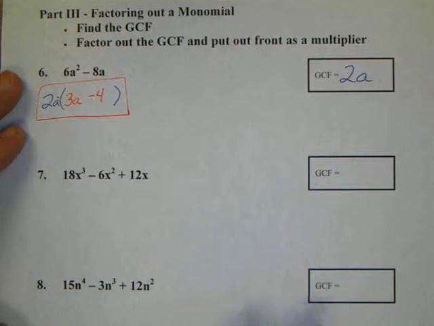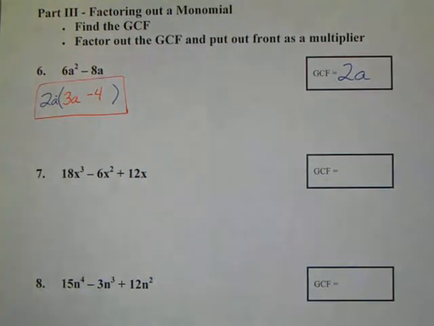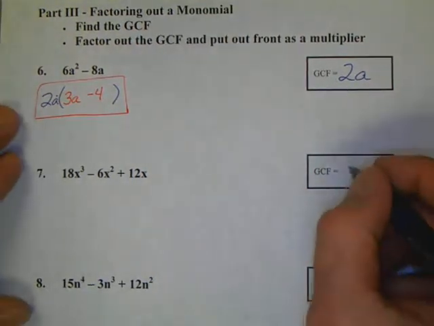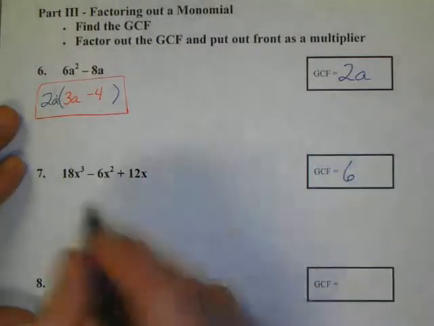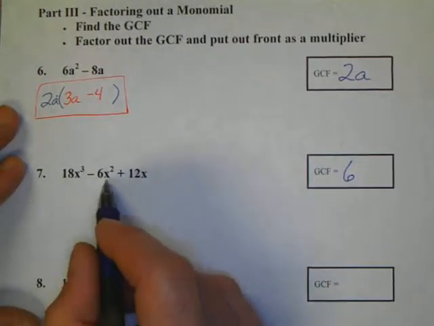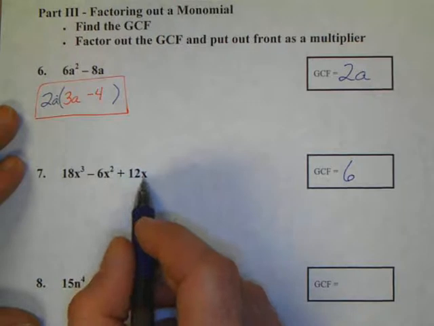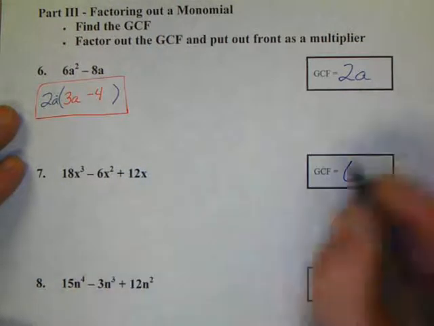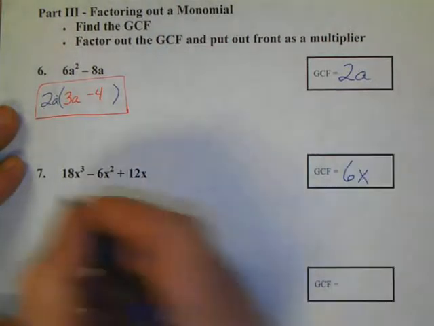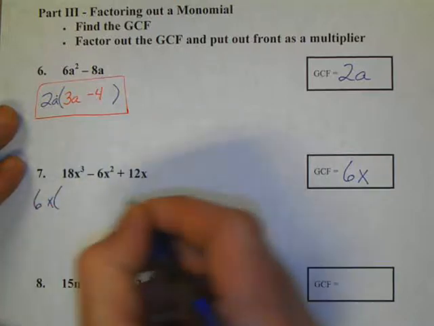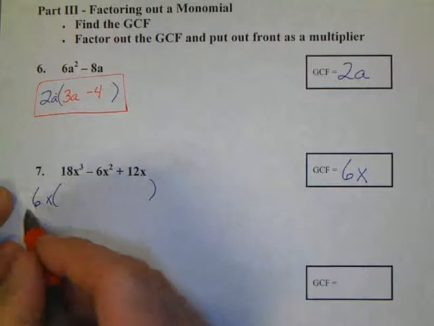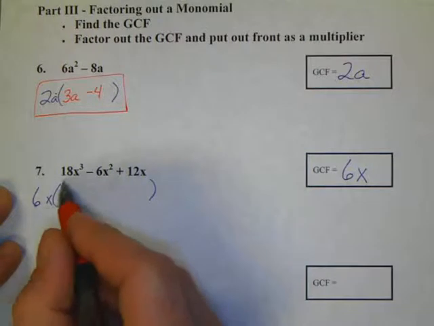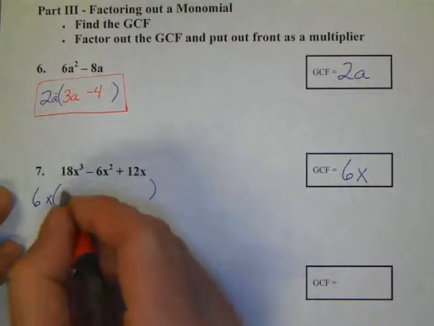Let's look down at number 7. Between 18, negative 6, and 12, what is the largest thing that goes into both of them? Did you think 6? I hope so. Now let's look at our variables. X cubed, x squared, and x. Well, since the last one just has one x, that's our GCF. So once again, let's write that out front with a parentheses underneath the other polynomial.